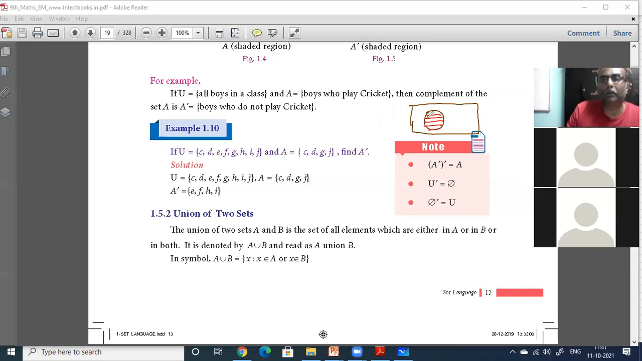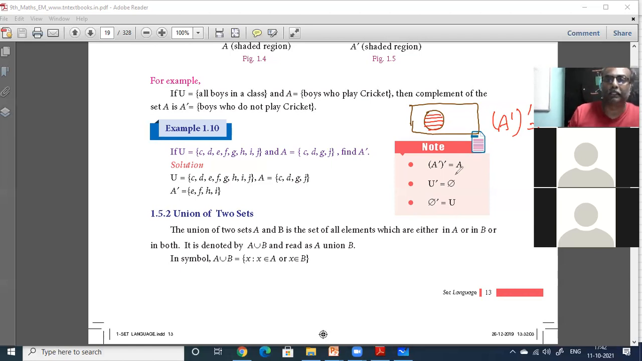So this is again back to A. So A dash dash, the complement of A complement, equals A itself. Any set's complement will be opposite to it, but that one's complement will come back to the set itself.